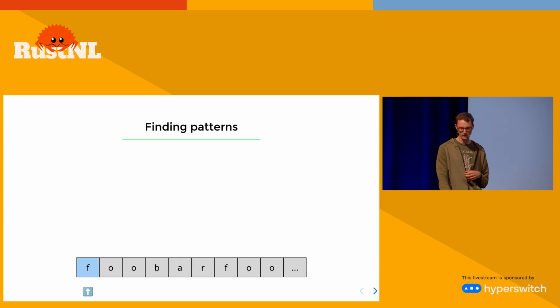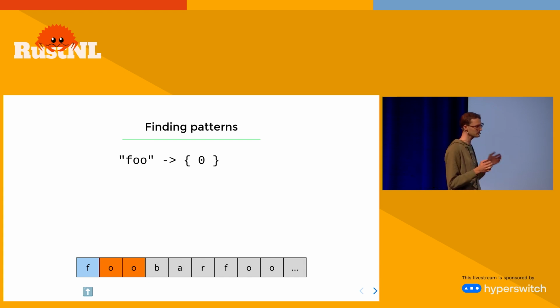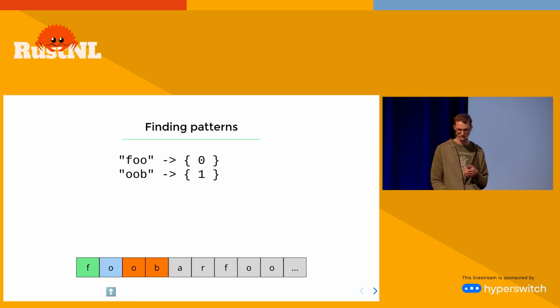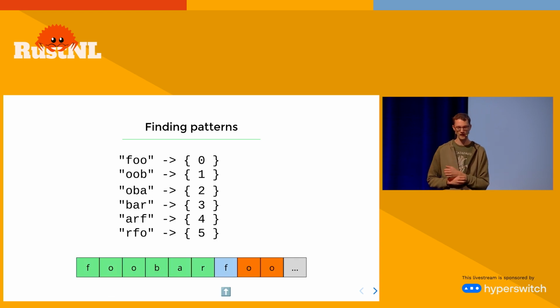And so what the zlib algorithm does is it keeps track of substrings of the input, 3-character substrings, and the indices at which it has found these substrings. And so in this case, we find the string FOO at index 0. We find OOB at index 1, and so on, until we find our second F. Because in this case, we want to insert the string FOO, but it's already there.